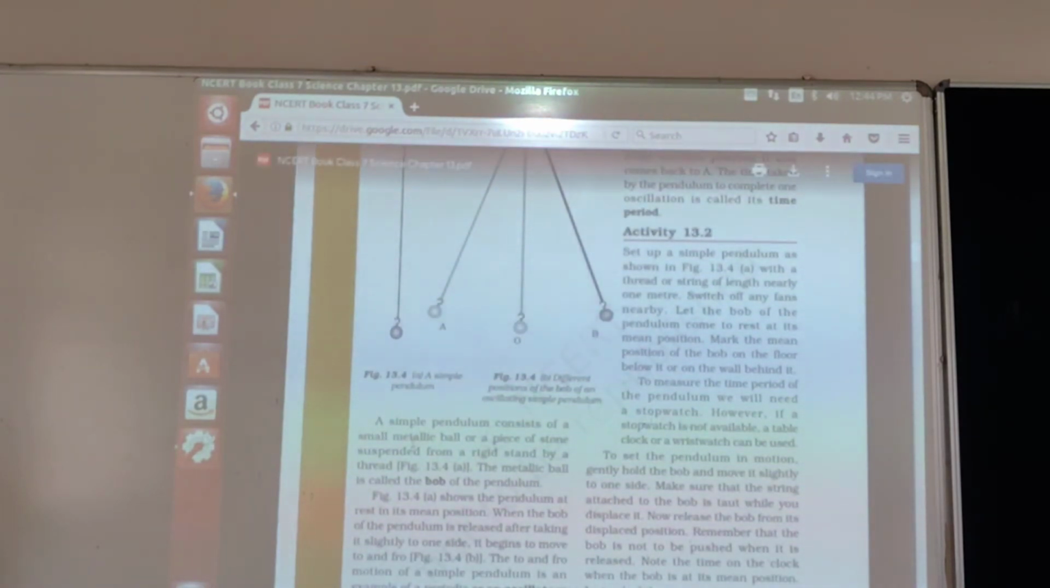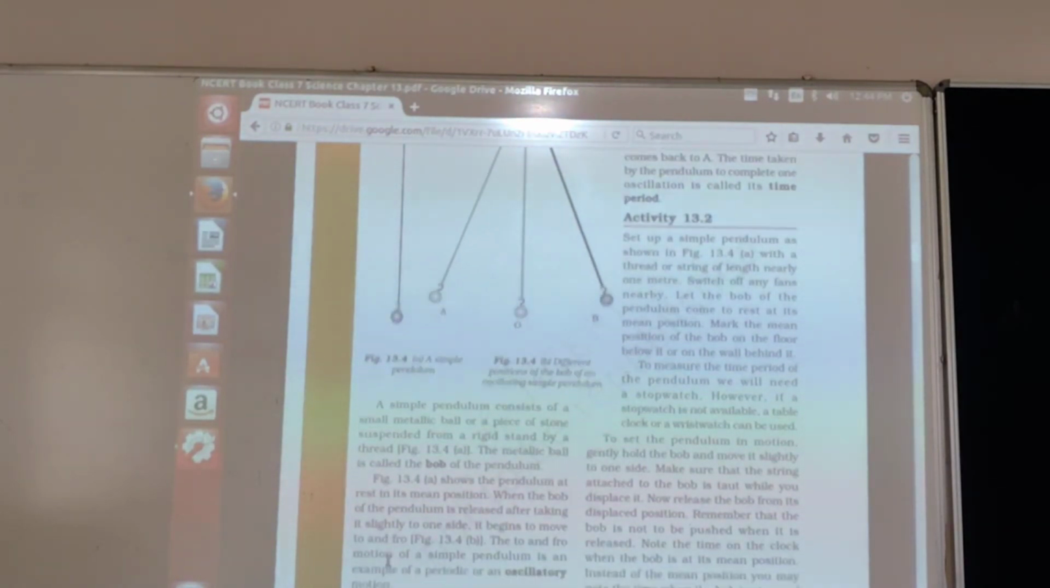A simple pendulum consists of a small metallic ball. This is the small metallic ball, or a piece of stone, suspended from some rigid stand. You can use a piece of stone, and the metallic ball is called the bob of the pendulum. In the figure you can see, look closely at the picture. This is the bob of the pendulum.